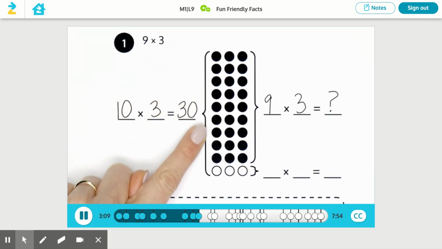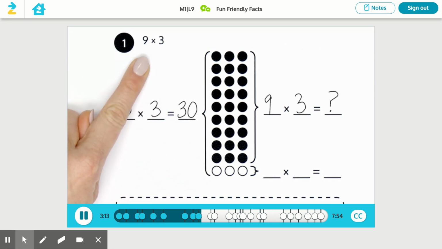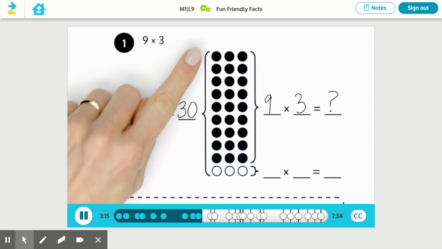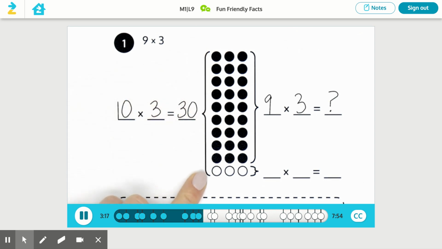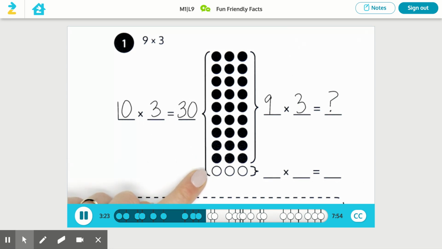This array shows 10 threes. Remember, the problem asks for 9 times 3. Look how 10 threes is just 1 three away from 9 threes. We can subtract 1 row of 3. How many circles are in this row? Use a multiplication sentence to label this row in your notes.